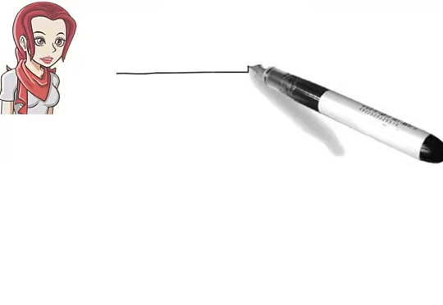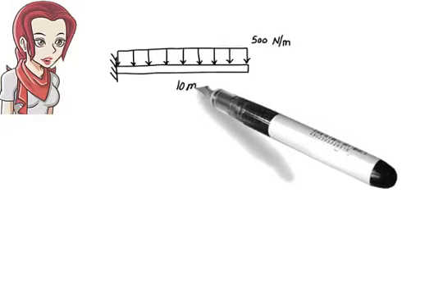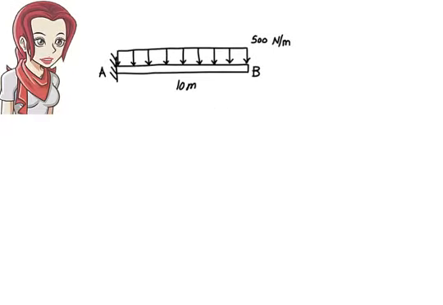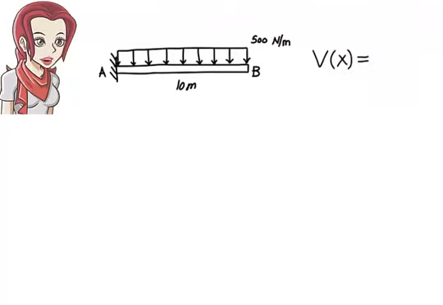Let's consider a more interesting problem. Suppose we have a cantilever beam subjected to a uniformly distributed load. Here, we wish to come up with a couple of algebraic equations for calculating shear and moment at any point in the beam. That is, I want to write an equation in the form V of x, where x is the position of an arbitrary point in the beam.